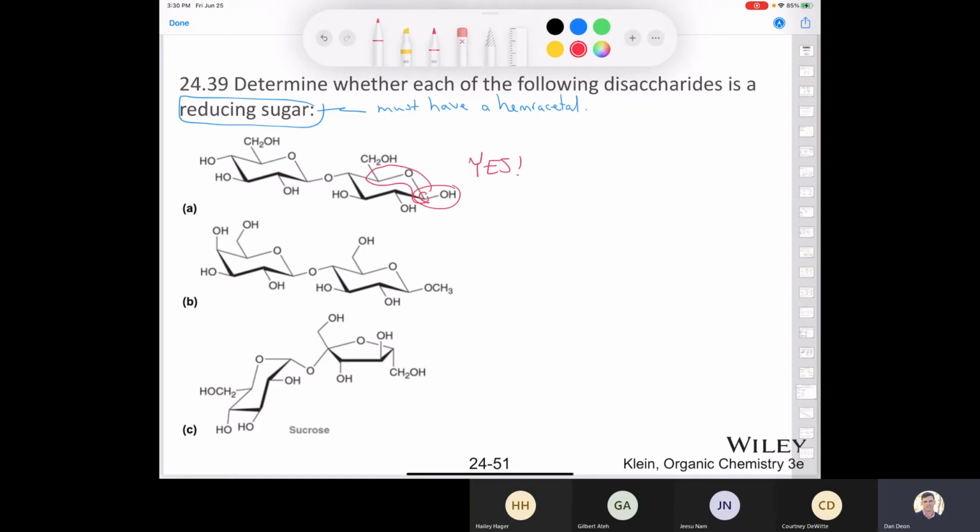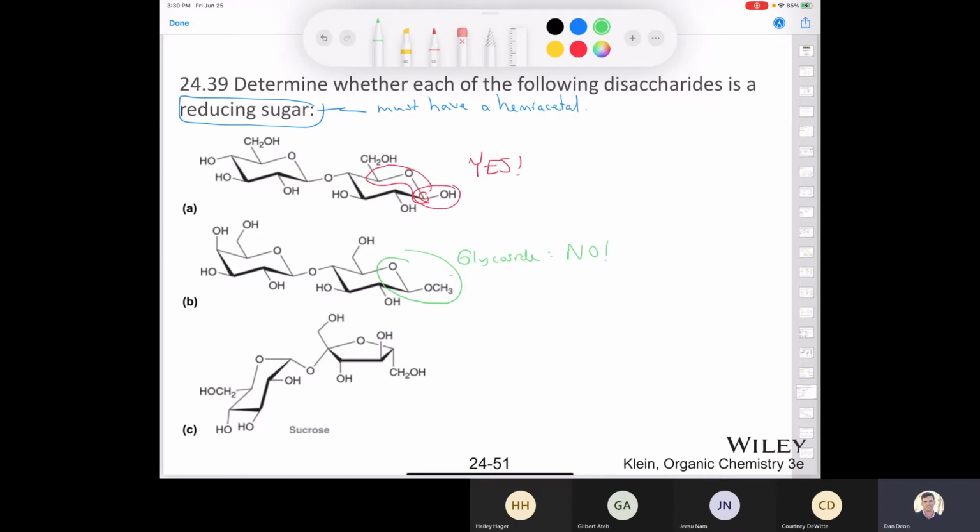Okay? If we look at B, the answer is no, because here we have a glycoside, right? This is an acetal here, and then we have another acetal here. And so the answer is, since this is a glycoside, therefore the answer is no. And you could say there's no hemiacetal.